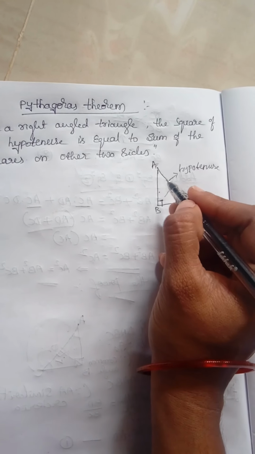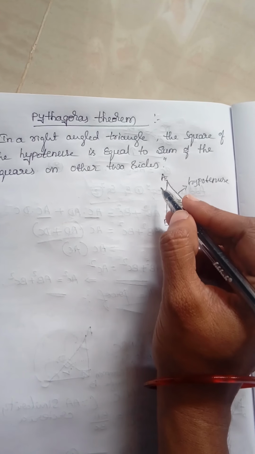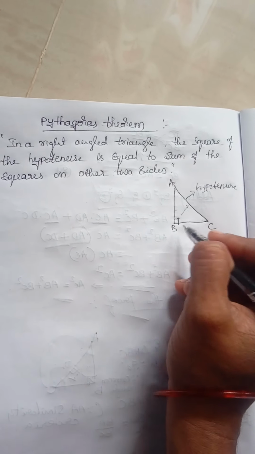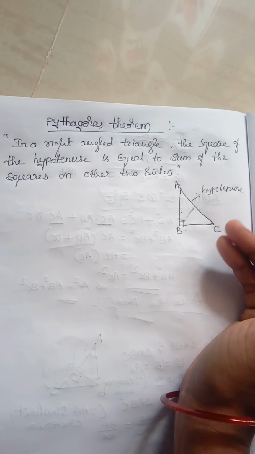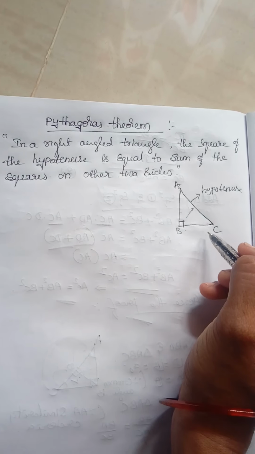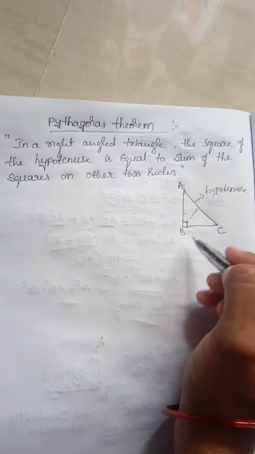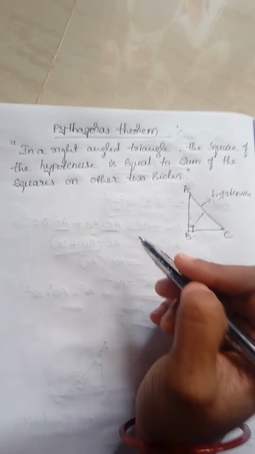The square of the hypotenuse is equal to the sum of the squares on the other two sides. AB and BC are the other two sides. The squares of the other two sides mean AB square and BC square. Therefore, AC square is equal to AB square plus BC square is to be proved.